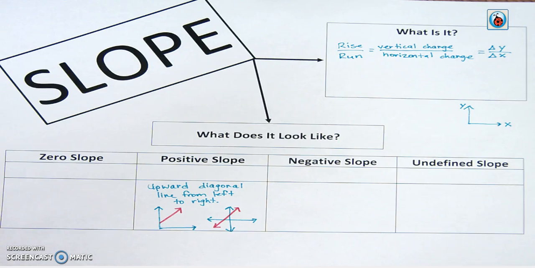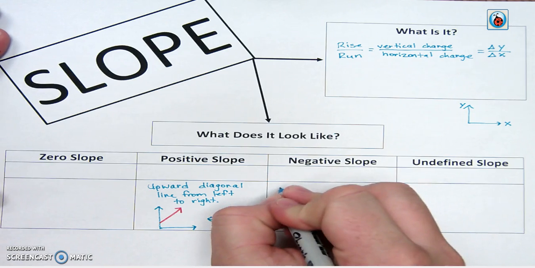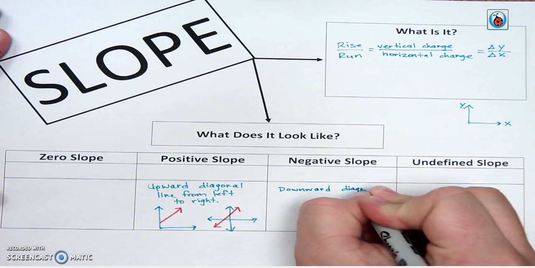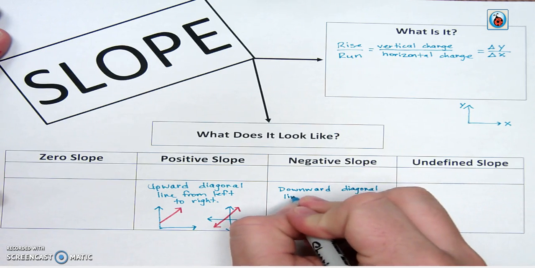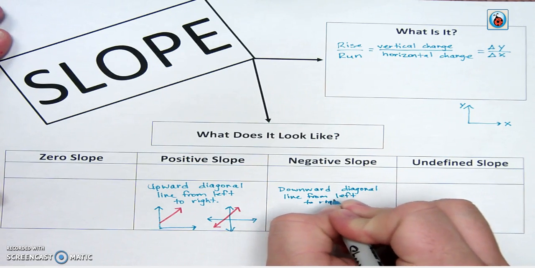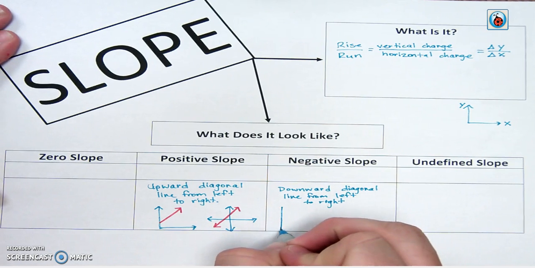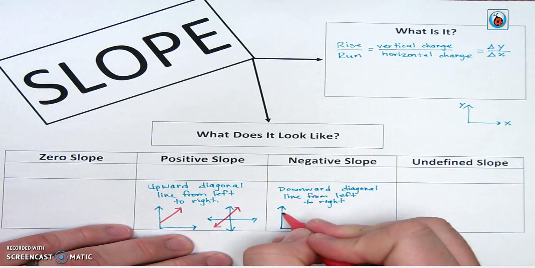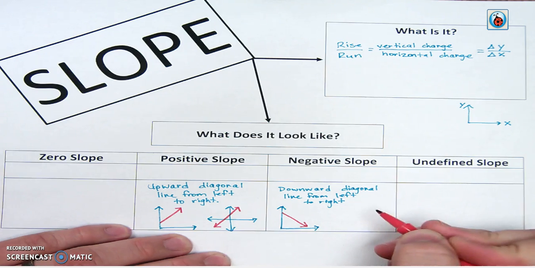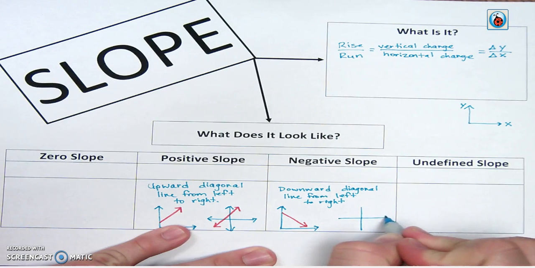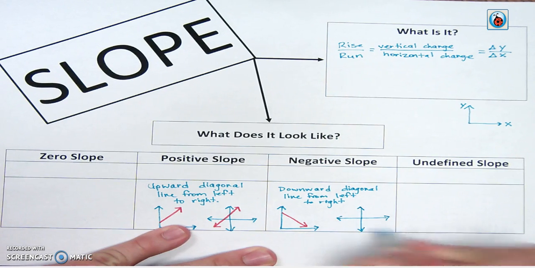Let's move over to negative slope, and negative slope is the exact opposite of positive slope. Instead of going upward, we're going to go downward. So this is a downward diagonal line, again, from left to right, just like a book. Okay? So again, we could have this graph in strictly 1 quadrant, which might look like this. Okay? We could also have it in all 4 quadrants, which might look something like this.